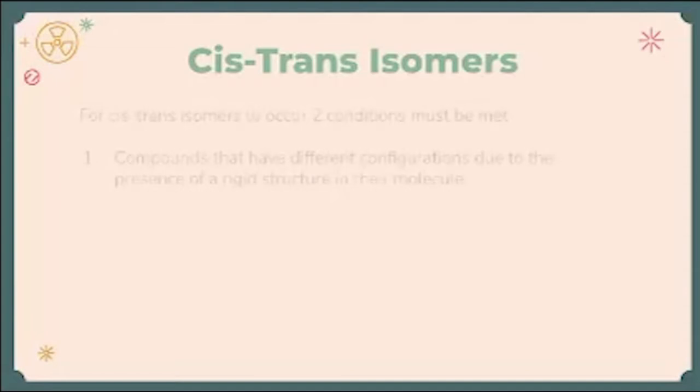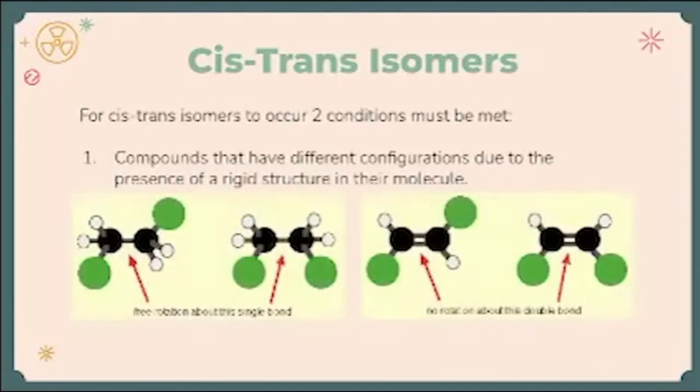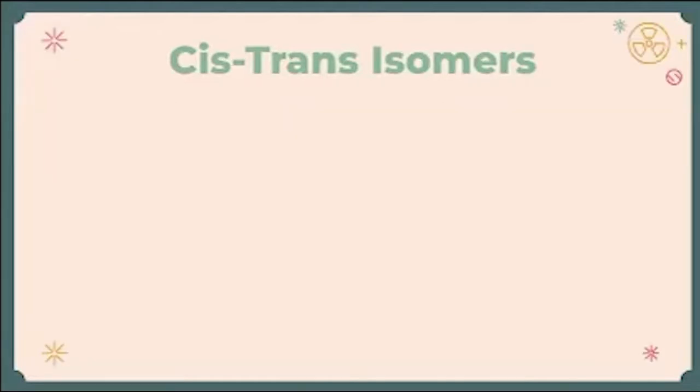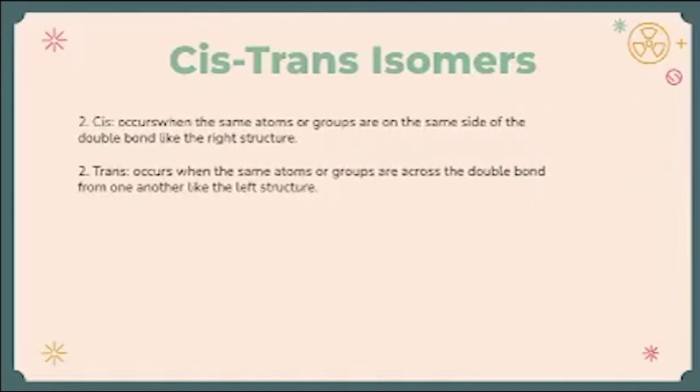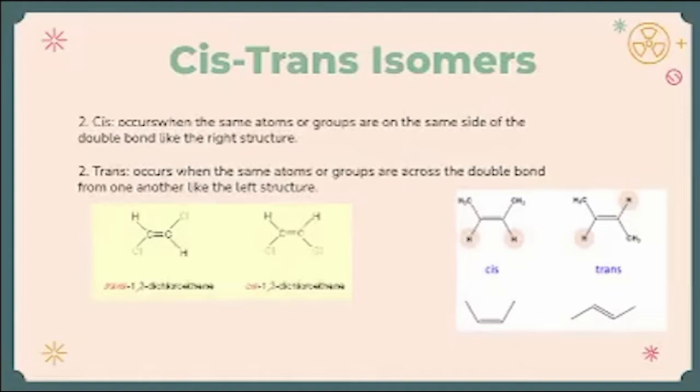Cis-trans isomers. For cis-trans isomers to occur, two conditions must be met. The first condition is that it occurs where you have restricted rotation somewhere in the molecule, and an example of this is a double bond, like shown on screen. The second condition is that it will be either in a cis or a trans configuration. The cis configuration is when the same atoms or groups are on the same side of the double bond, like the right structure in the first photo, and a trans configuration is when the same atoms or groups are across the double bond from one another, like the left structure in the first photo.